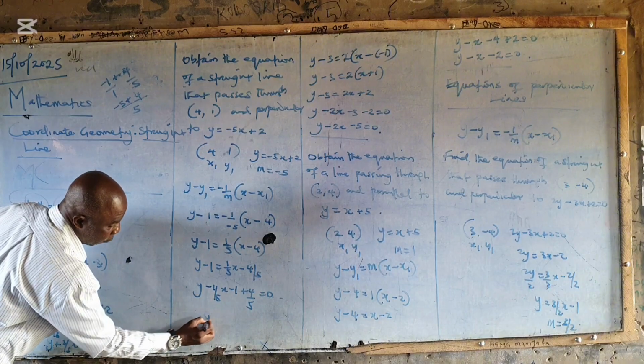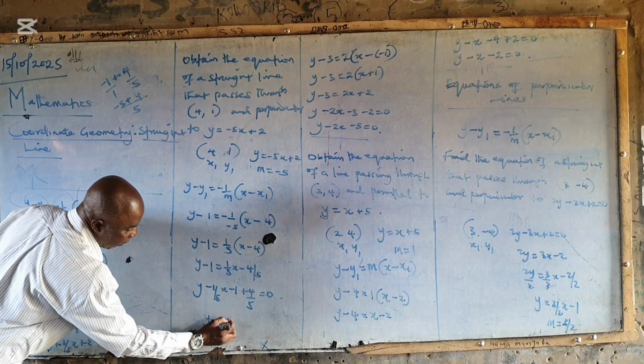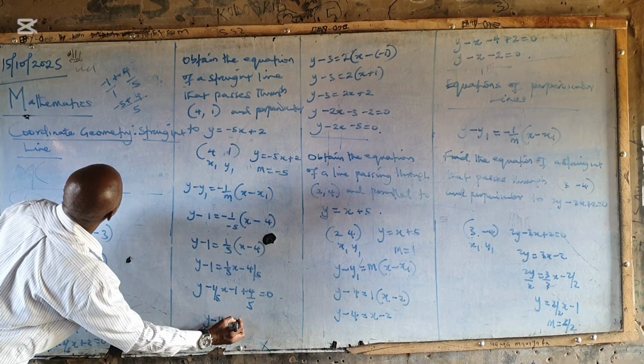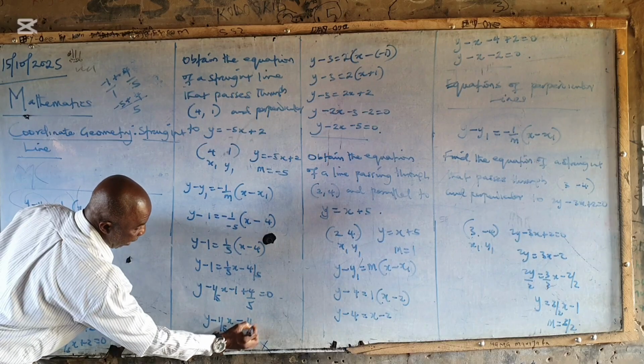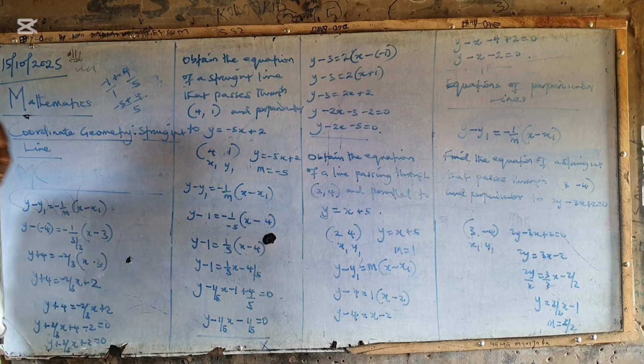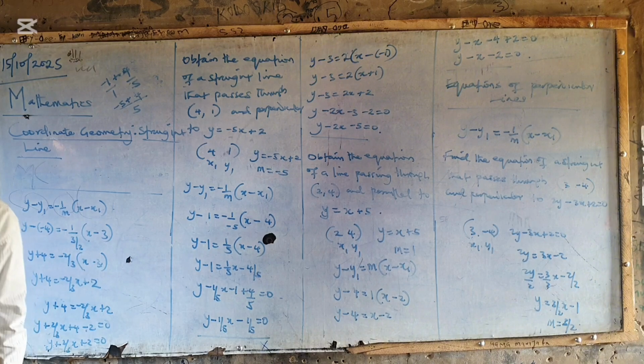So at the end of the day, you have y minus 1 over 5 x minus 1 all over 5 equals 0. And that is the equation of the perpendicular line.